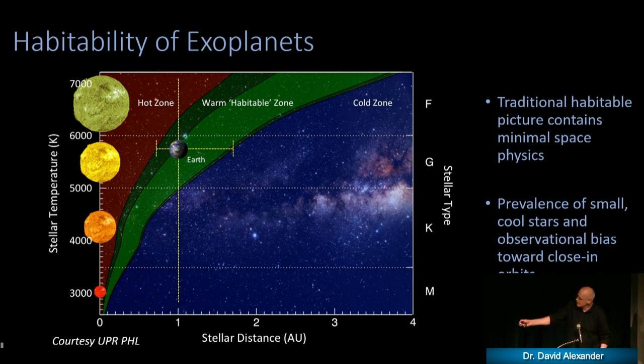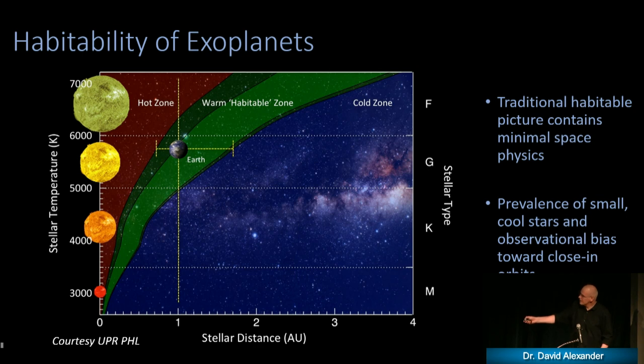So the sun is about 5,800 degrees, which is up here. And here the green is where, if you do the calculation, you would expect the temperature to be just right. Inside, it's too hot. Too close to the star, you're too hot. Too far away from the star, you're too cold. If you're right in here, you're just right. That's why we call it the Goldilocks zone. Not too hot, not too cold, just right.